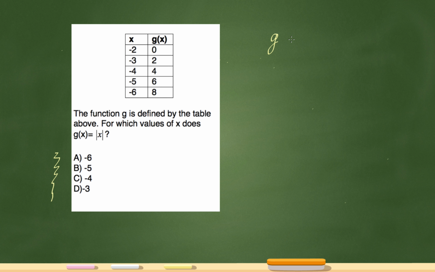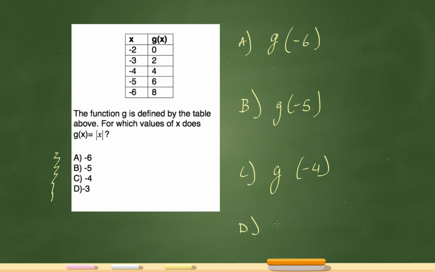So let's go to answer choice A. Answer choice A is saying the value of x is g of -6. Answer choice B is saying it's g of -5. Answer C is saying it should be g of -4, and answer D is saying it should be g of -3. So let's figure out what all of these are. G of -6 according to the table is 8. G of -5 is 6. G of -4 is 4. And g of -3 is 2.